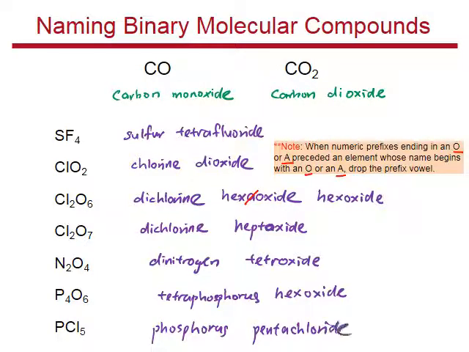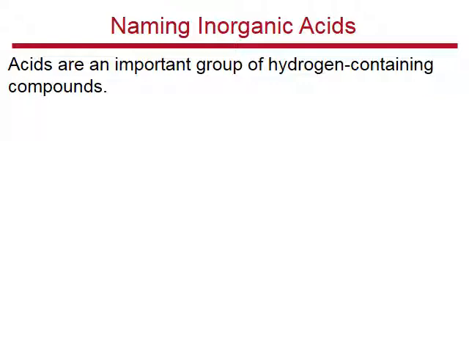Pentachloride. Next, we will look at naming inorganic acids. Acids are an important group of hydrogen-containing compounds that have been used in chemical reactions for many centuries. Here we merely want to see how we name these compounds and how they are related to the anions that we have learned in naming ionic compounds.